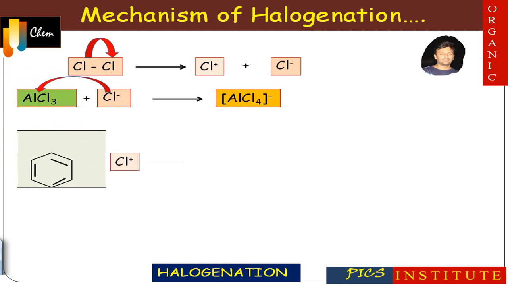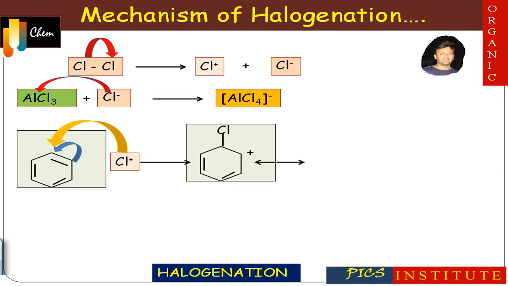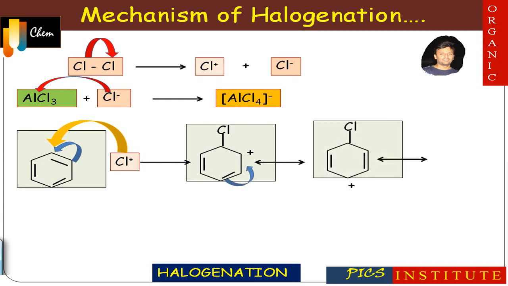The remaining Cl positive ion attacks on the benzene ring. So we can say the attacking species is a positively charged electrophile. So the reaction is electrophilic substitution reaction. After addition on the benzene ring, positive charge is at ortho position. Now resonance takes place. This results in positive charge at para position. Again on resonance, positive charge on ortho position.